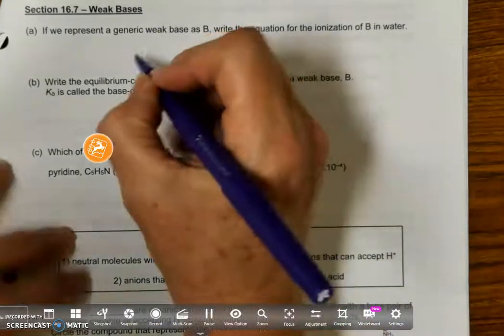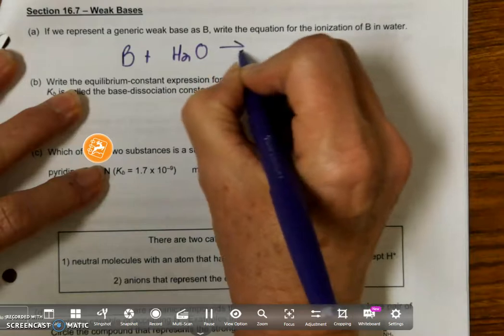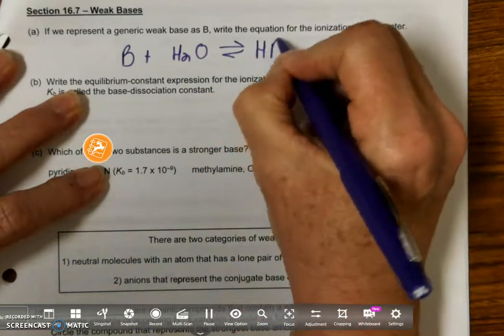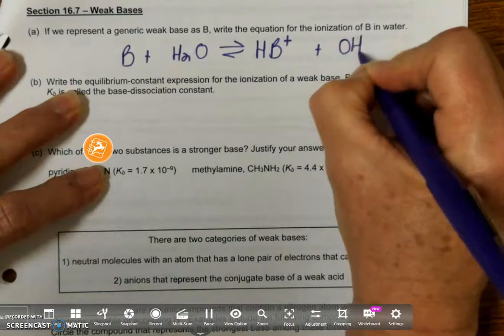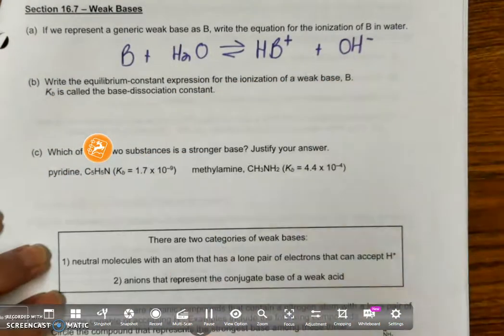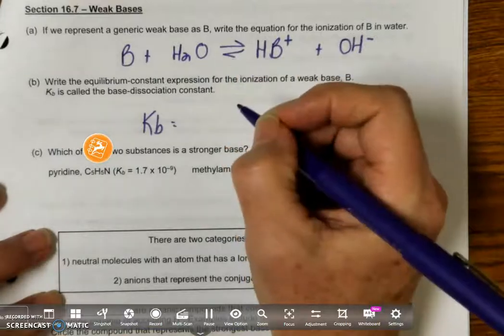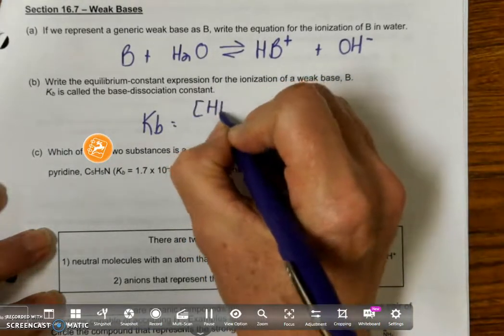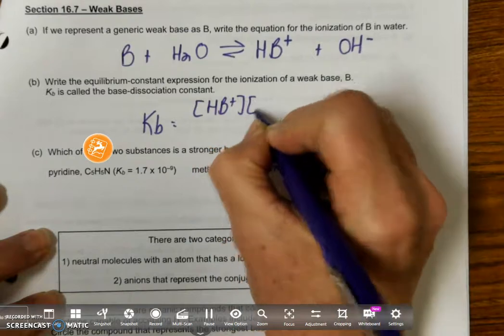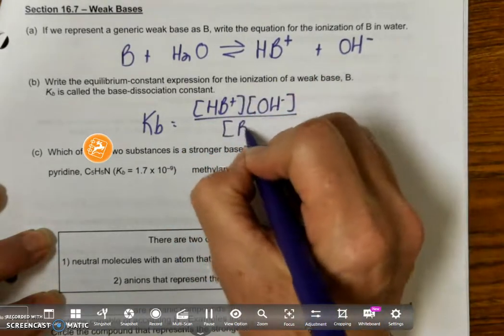All right, so basically the way we're going to write this is we're going to say a base plus water is in equilibrium with that base having picked up a proton and adding charge and creating hydroxide. So water is now the acid. Our equilibrium constant, or our base dissociation constant, is the same, products over reactants.